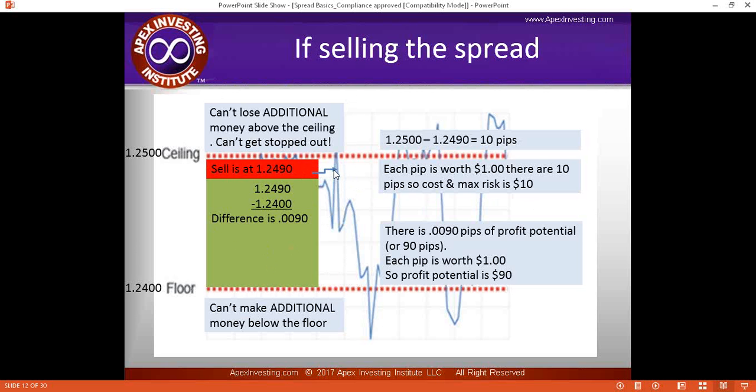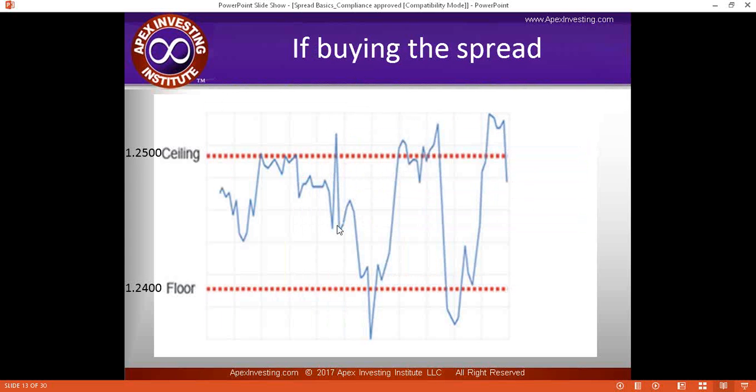So if it goes up 10 pips against me, 10 ticks against me, how much do I lose? At $1 a tick, $10. If it goes up 110 against me, how much do I lose? I don't lose anything above the ceiling, no matter what it moves. Okay? Everybody got that?